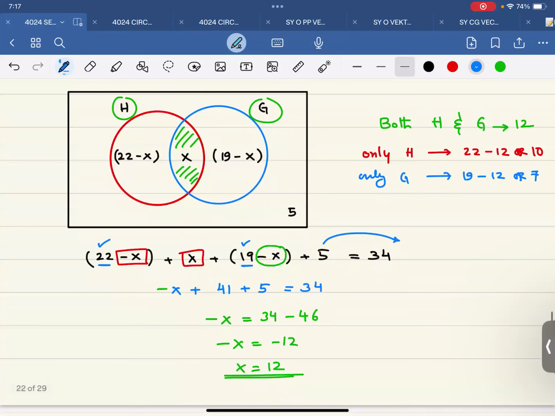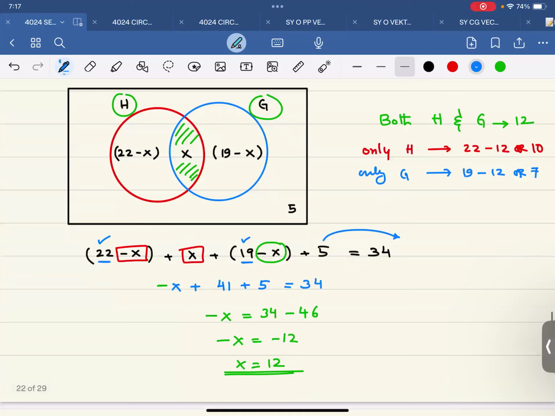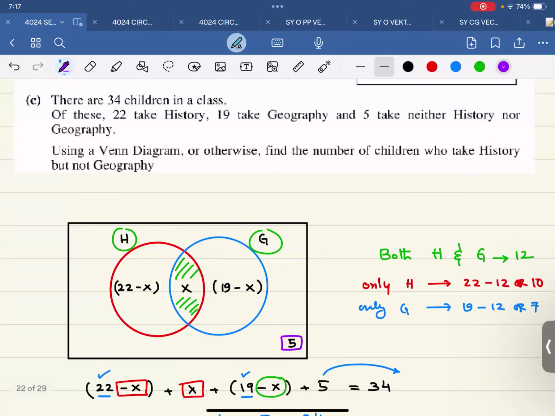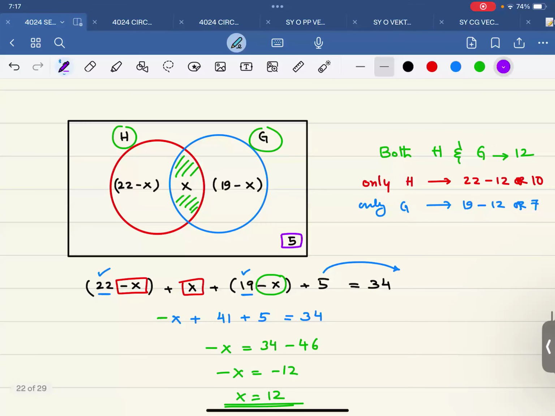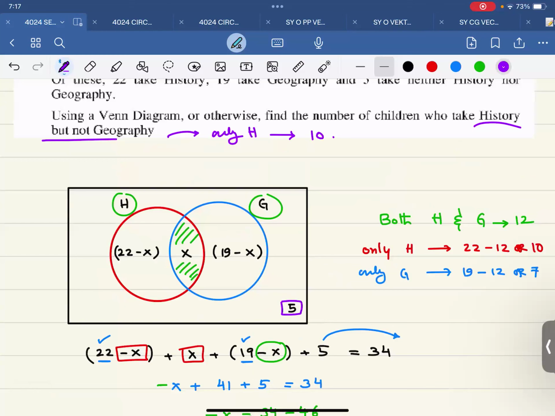Now, what is it asking? Find the number of children who take history but not geography. Who take history but not geography, that means history only. So therefore, this answer is only history, and this answer is coming out to be 10. That is how this part is done.